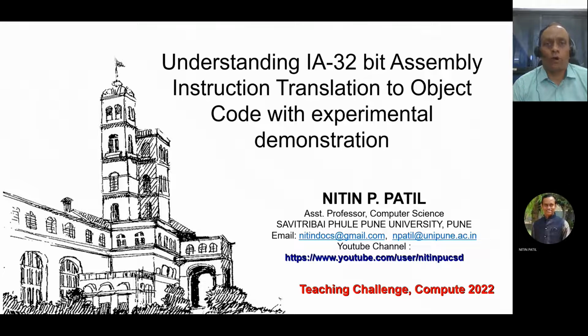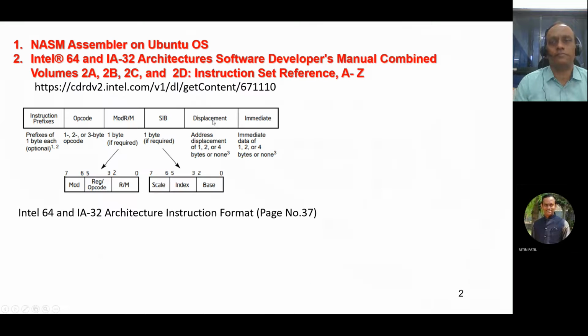So I am going to talk about, or demonstrate to you, one particular aspect with respect to understanding the 32-bit instruction translation to object code. To do so, I am going to show you some demonstrations. Now, to achieve that particular goal of seeing what exactly the object code generated by the system is, I am going to make use of the Linux operating system, Ubuntu flavor, and a NASM assembler.